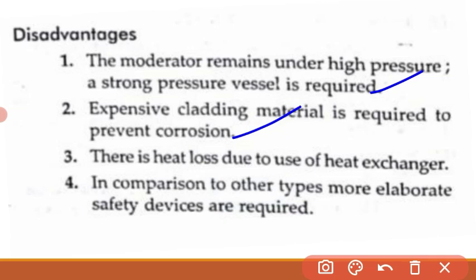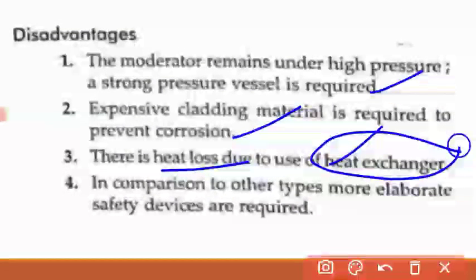There is heat loss due to the use of a heat exchanger, because the heat goes to the next stage and is exchanged. In the earlier case there was no heat exchanger, and direct heat went to the turbine. So there will be heat loss in the heat exchanger. In comparison to other types, more elaborate safety devices are required.